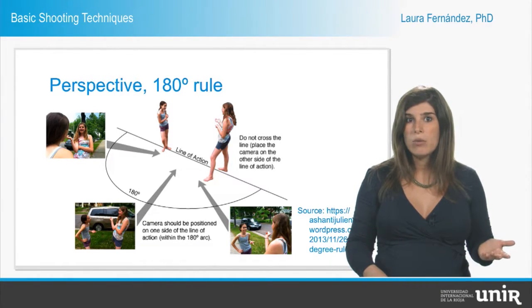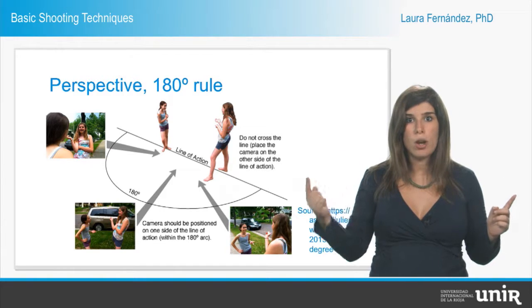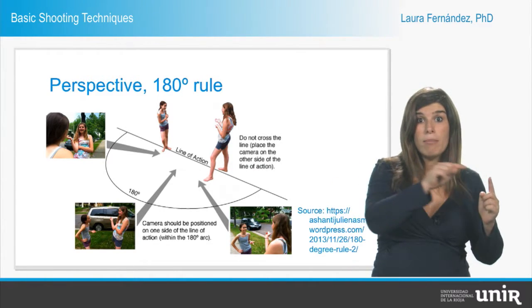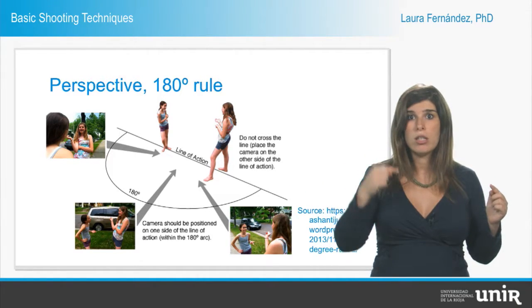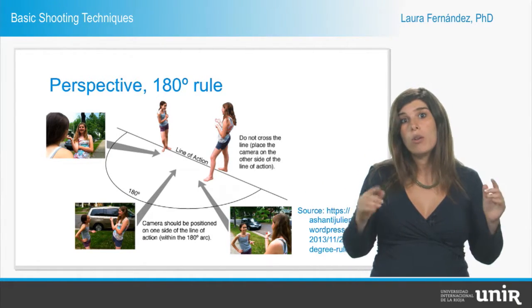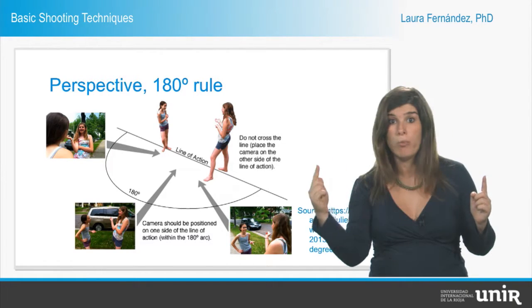This also applies when a subject walks from one place to another. There is an imaginary line between him and his destination, and the camera positions can't cross it. If we do so, the character will seem to change the direction of his movement.